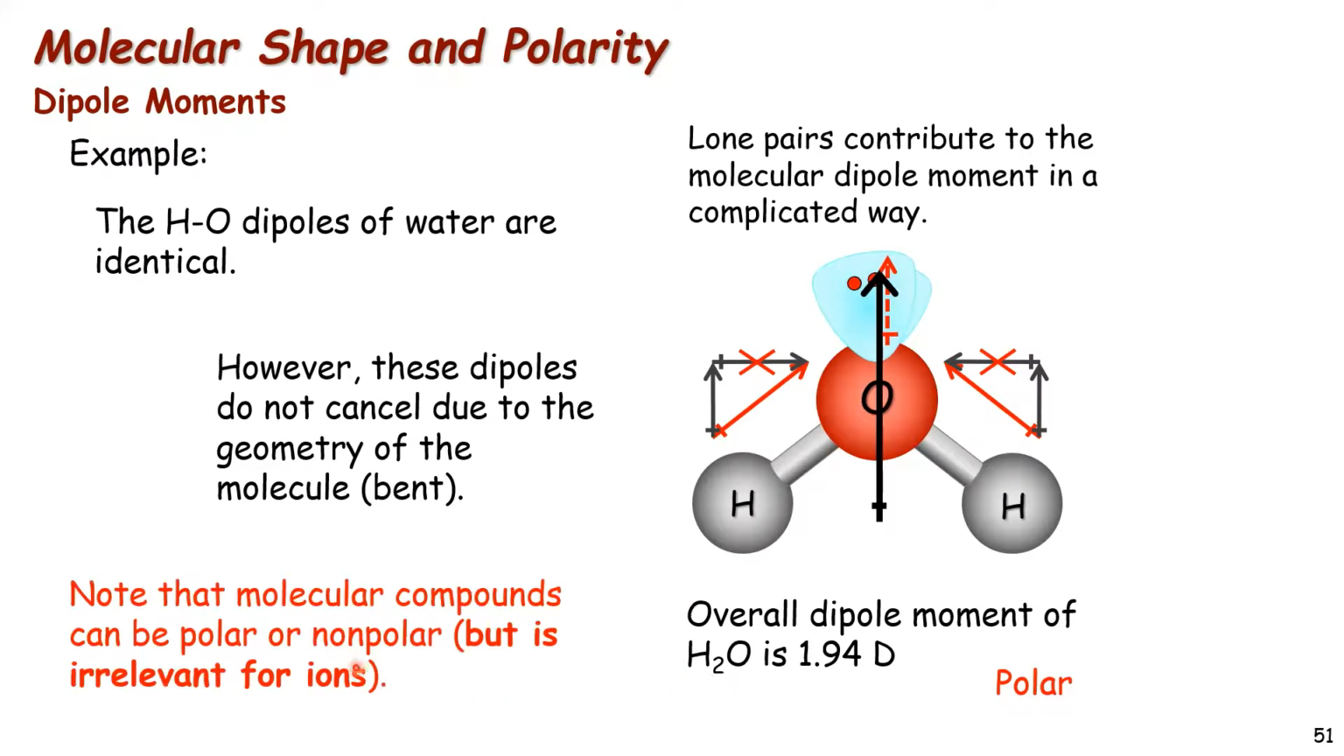Now, molecular compounds can be polar or nonpolar, but it's kind of irrelevant for ions. We can say that ions can be polar or nonpolar, but generally it's just not applicable to what we're talking about. So when we have an ion, a polyatomic ion, we're simply going to say that for the polarity, it is not applicable.